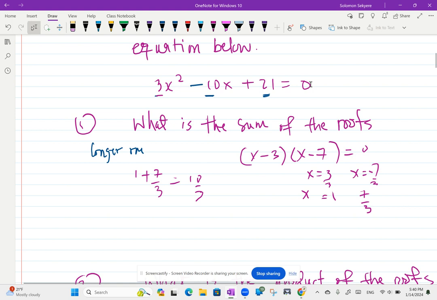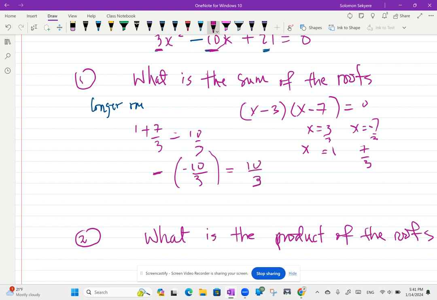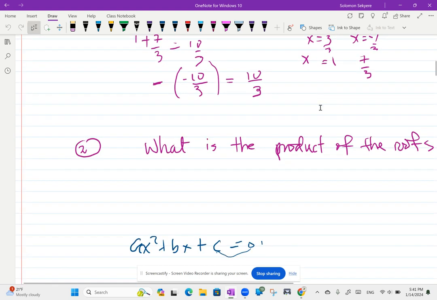But here is what we know. Just adding these two boils down to taking your b divided by a and attaching a negative sign. So it is the sum of the roots. Instead of going through this long route, all you have to do is take negative of b, which is negative 10, over a, which is 3. So it's negative of negative 10 over 3. See that? You're done in one step versus trying to solve for it, coming back, and then adding them.